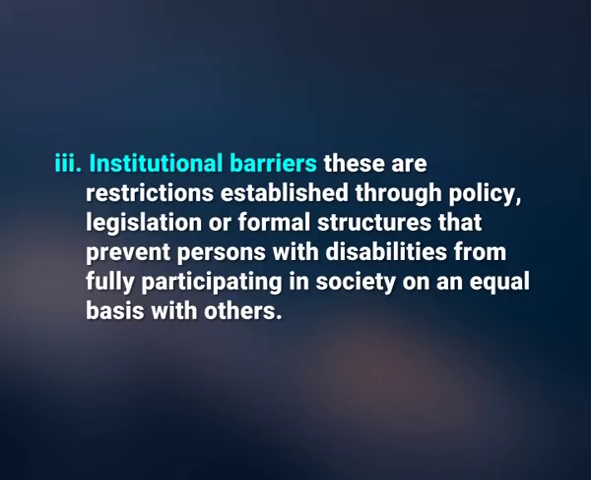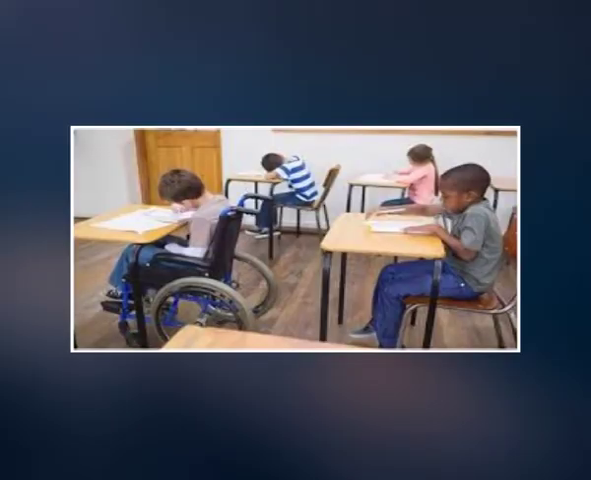Then the third one is the institutional barrier. These are the restrictions established through policy, legislation, formal structures that prevent persons with disabilities from fully participating in society on an equal basis with others. Now, some of the examples of the institutional barriers at the macro level include legislation that prevents equality before the law, right to enrollment in a public school, or access to social protection, as well as policies that do not subsidize the cost of assistive devices, personal assistance, or rehabilitation.